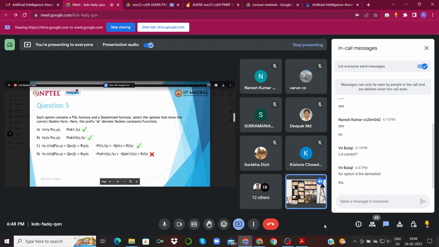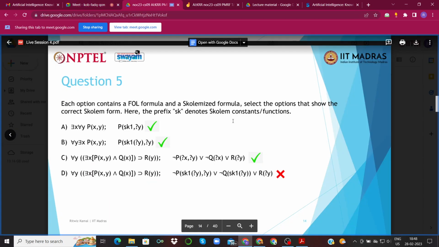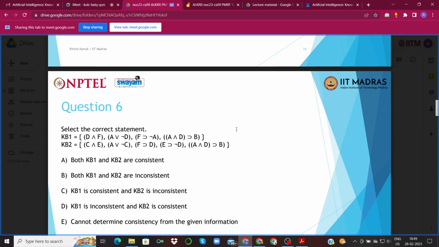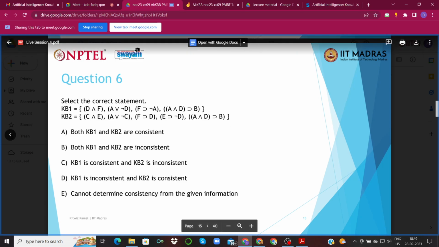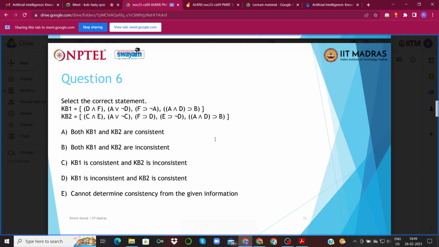Okay. So I'm assuming there's no further doubt in this particular question. If there are, please let me know. In the meanwhile, we'll move on to the next question, which is regarding the consistency or inconsistency of knowledge bases. So you are given two knowledge bases, KB1 and KB2, each with its own set of facts, and you are to decide which of these are consistent or inconsistent.